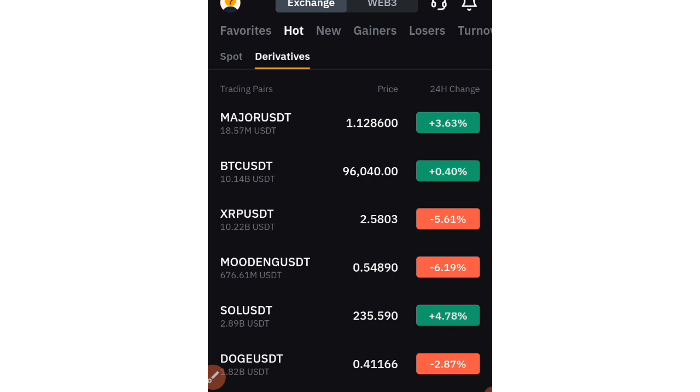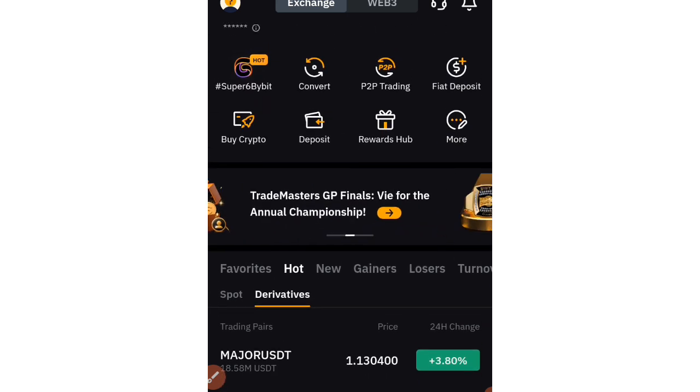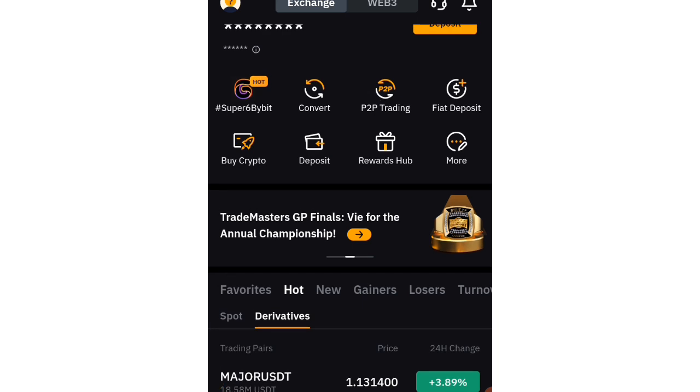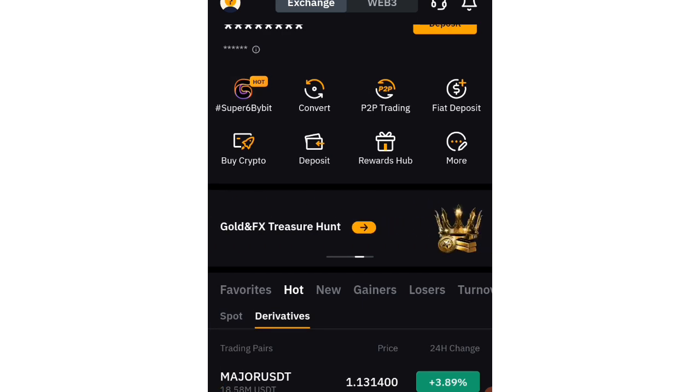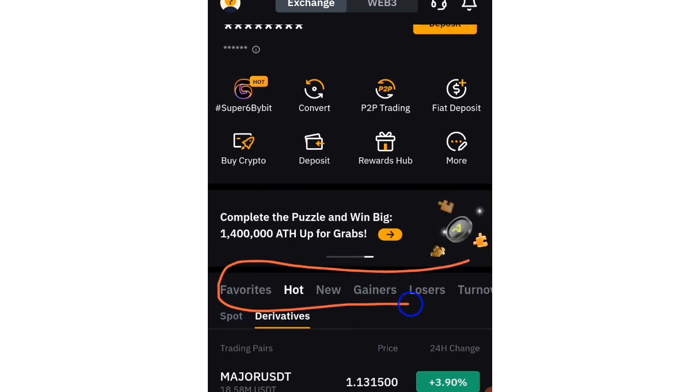The reason being that if you want to enter a trade on derivative, you have to do some analysis first. Do market analysis before you enter, so that you won't lose your money, that's if you prioritize your money. So when you come over here, you can see some things here, and as a beginner you may not know some of these things.